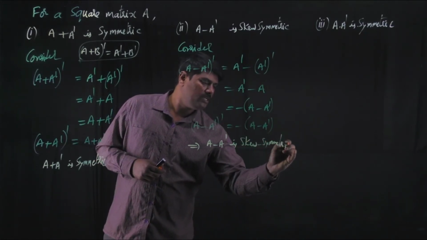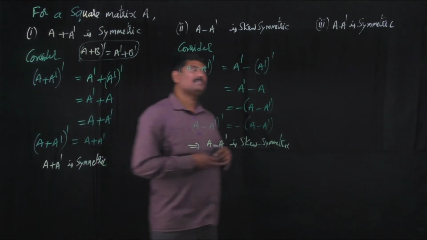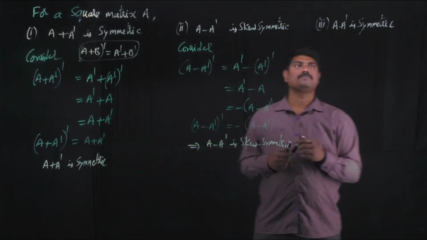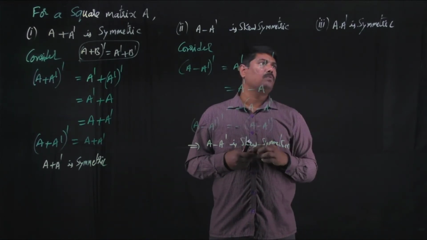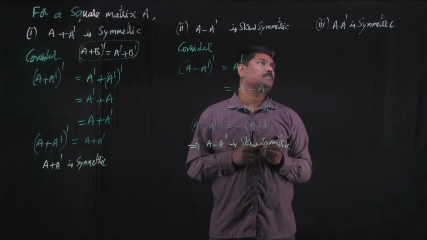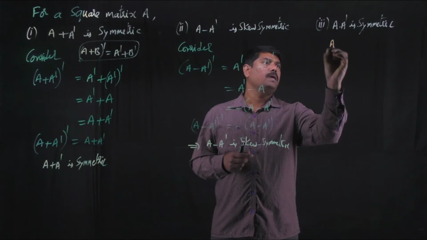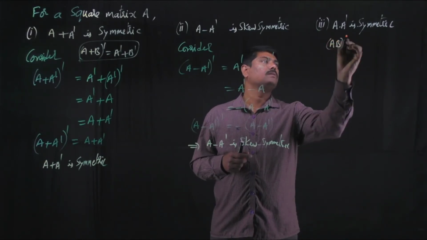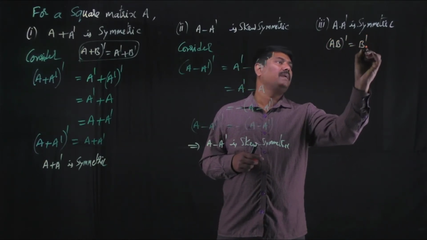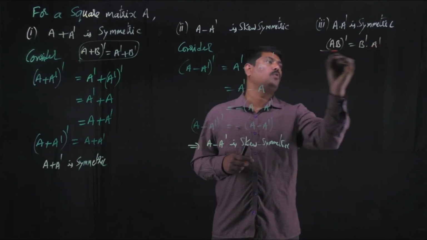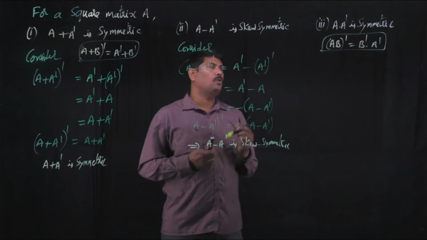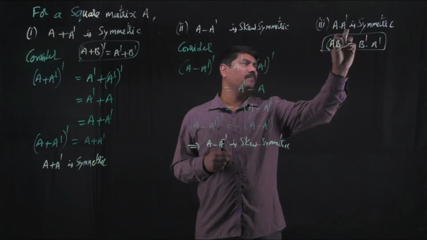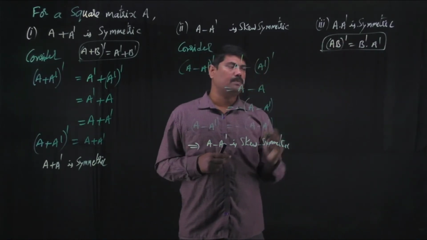A minus A dash is a skew symmetric matrix. Now let us do this one. For this, you need to remember one property. First, let me explain that one. (AB)' is B' into A'. (AB) whole transpose is B transpose into A transpose. So this verification completely depends upon the property.